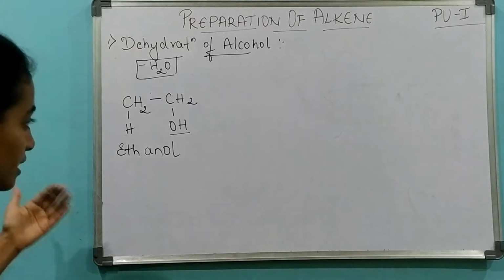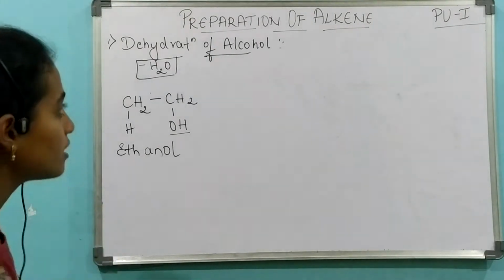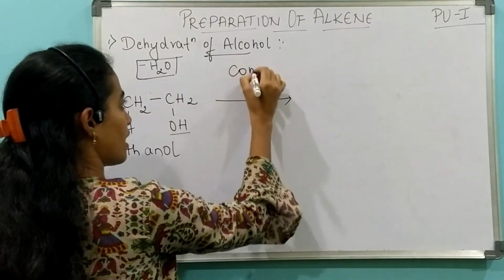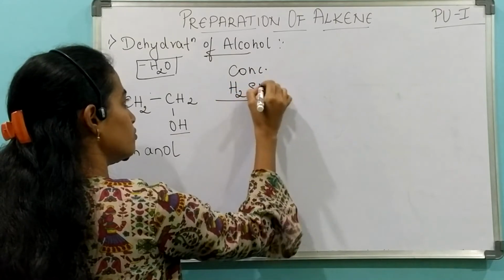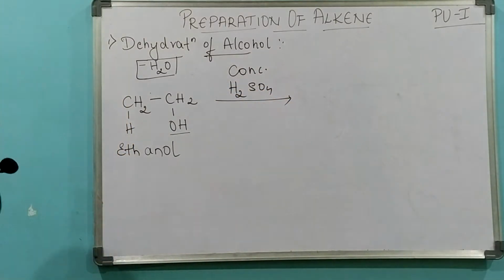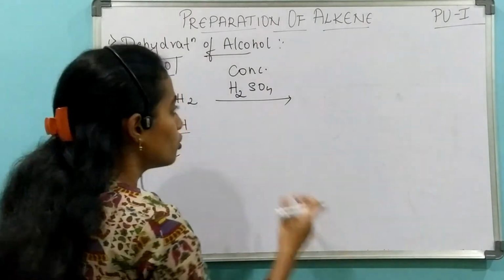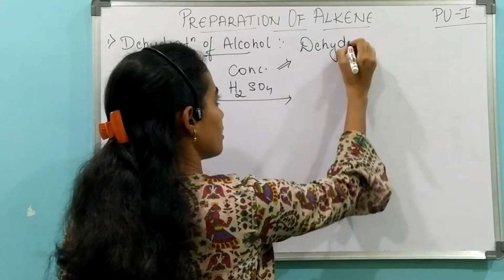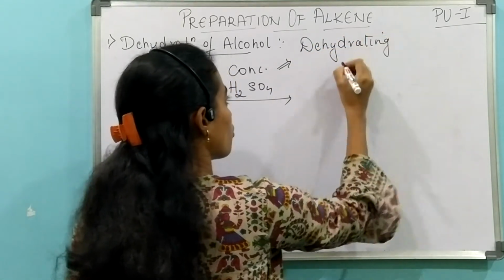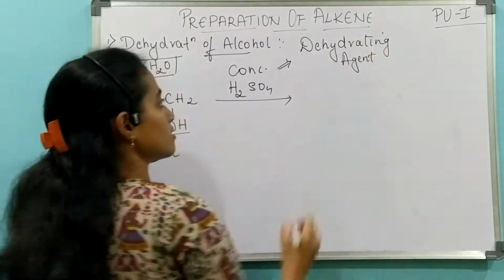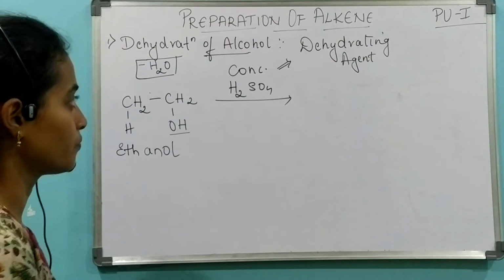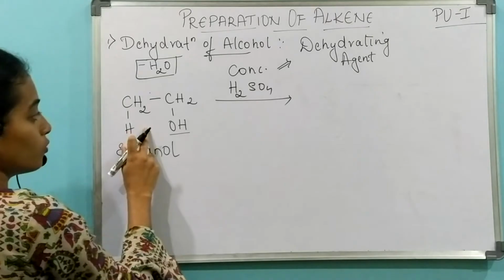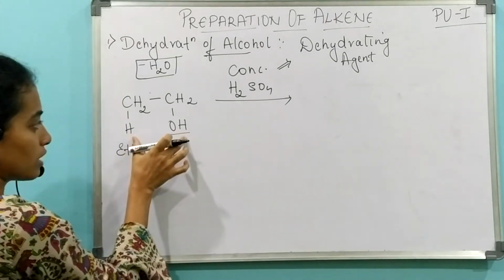By taking the ethanol, we will be preparing the alkene by using some dehydrating agent. What is a dehydrating agent? Which removes the water molecule from the taken reactant, you call it a dehydrating agent. Here we will be using concentrated H2SO4 as a dehydrating agent. When I use this dehydrating agent, it removes 1 mole of water molecule from this particular alcohol.